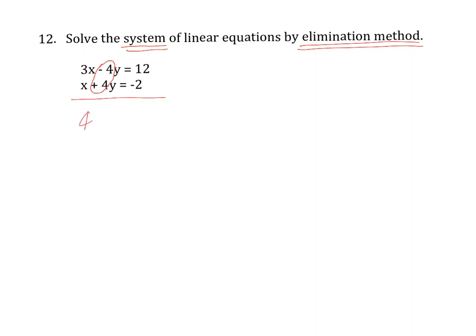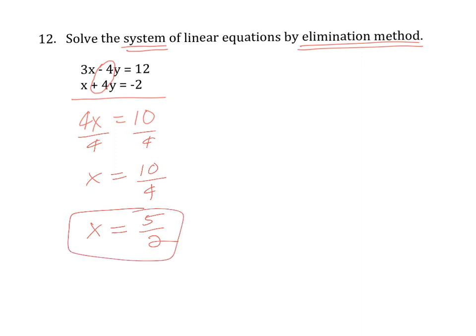3x plus x is 4x. Negative 4y plus 4y is 0. That variable dropped out. And 12 plus negative 2 is 10. Dividing both sides by 4, we get x equals 10 fourths, which reduces to 5 halves. So we have our x value.